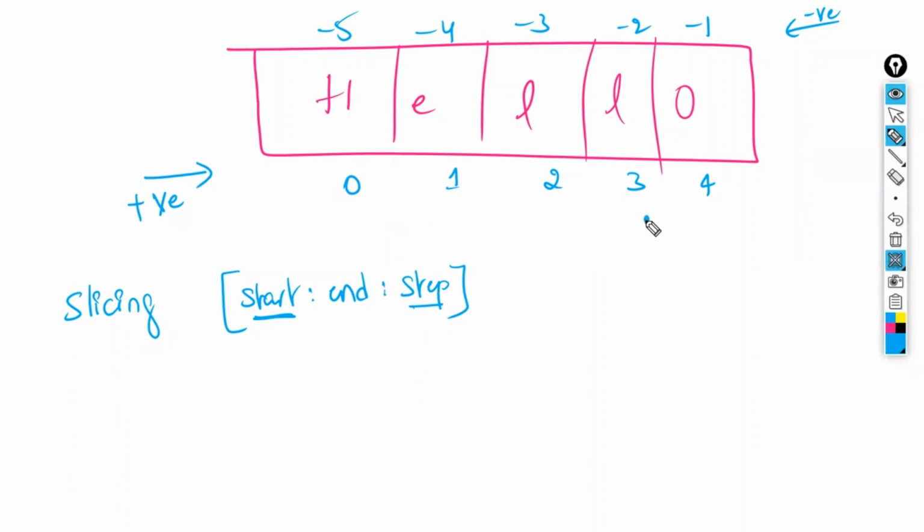For example, if this is the starting value and the step is +1, you have to move in this direction. If +4 is there, it means in this direction. If minus is there, you have to move in this direction. That's it. That is very simple to understand.